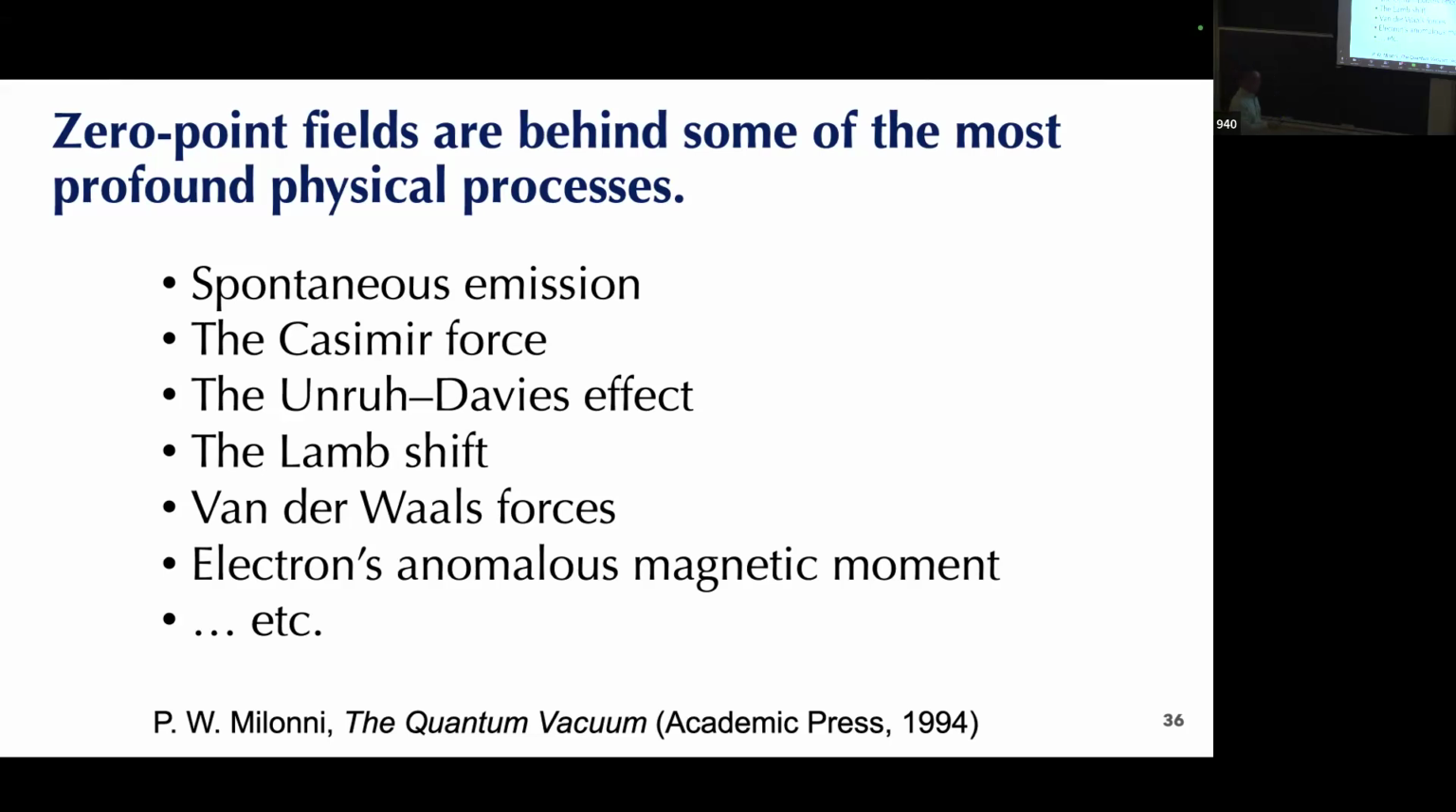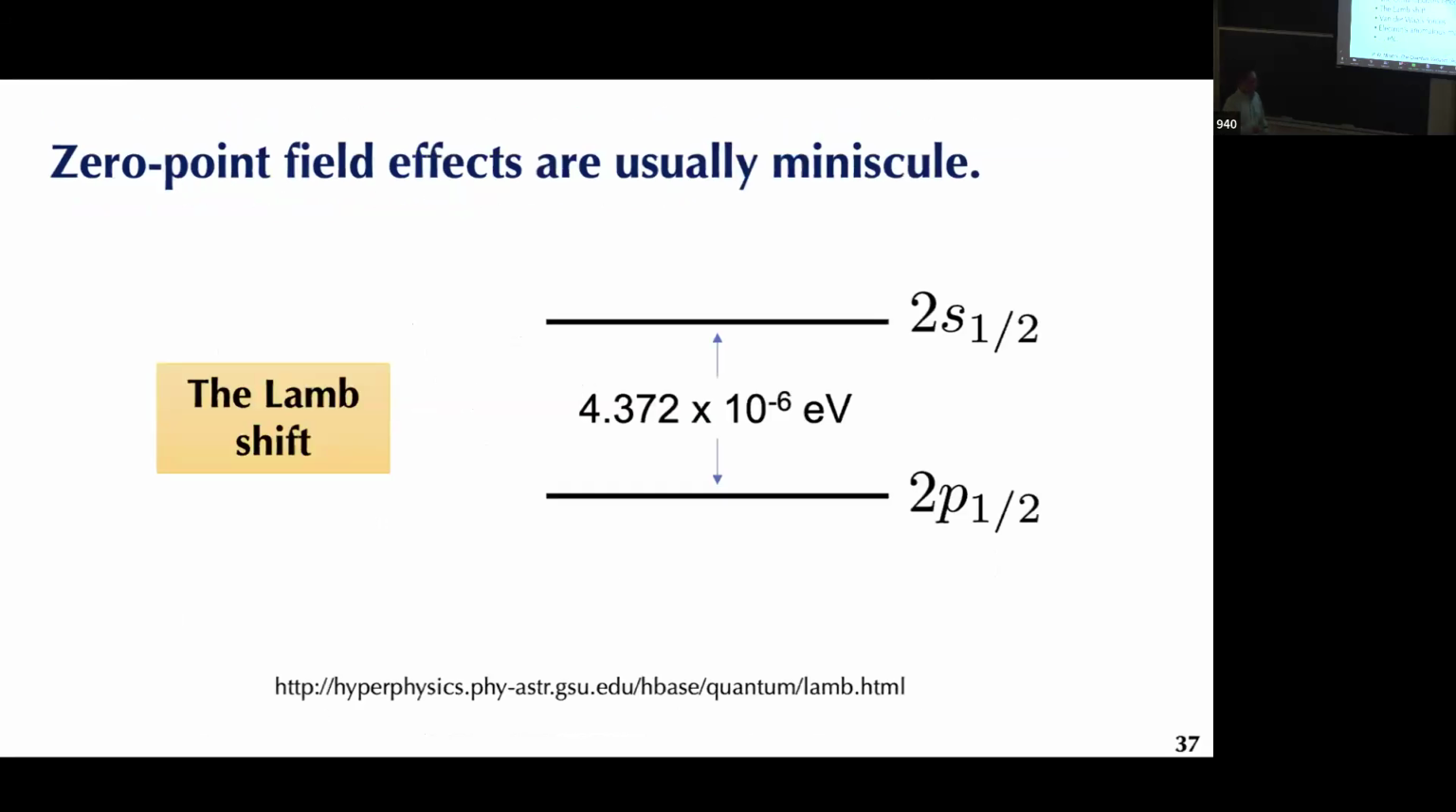Electrons and anomalous magnetic moment, the g factor of a free electron in vacuum is not precisely equal to 2. There's a small deviation from 2. And all these are due to the existence of vacuum zero-point fields. But such zero-point fields are usually very, very small. One has to work very hard to observe such effects.